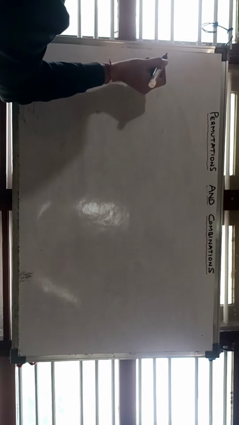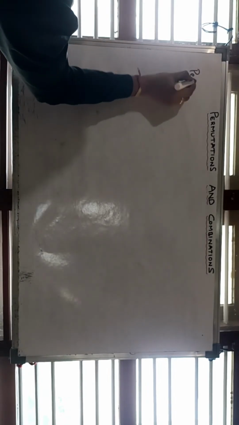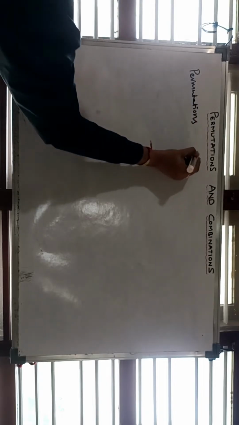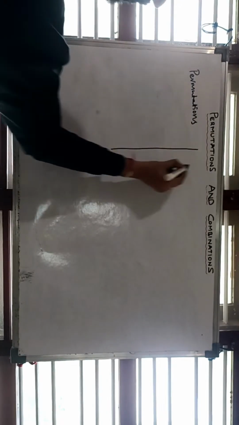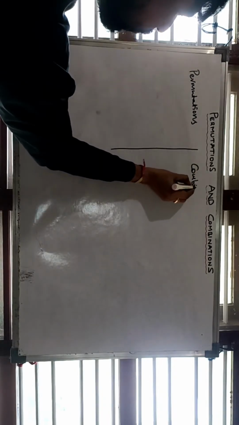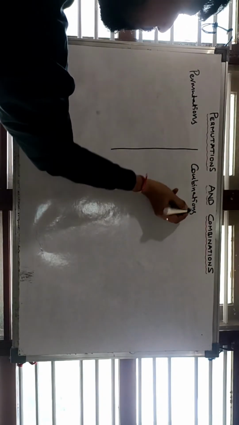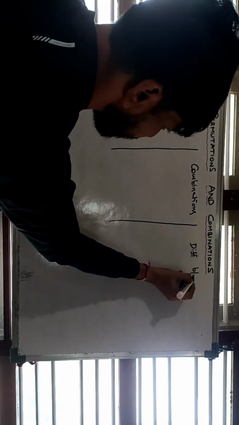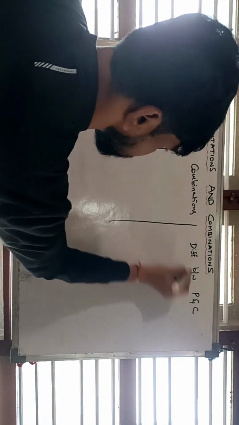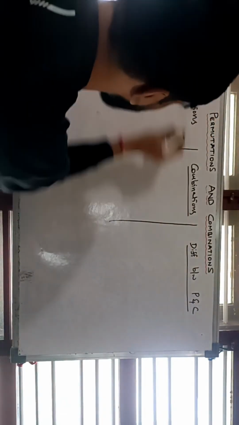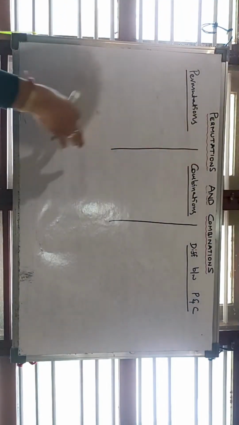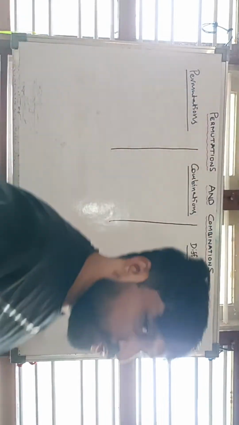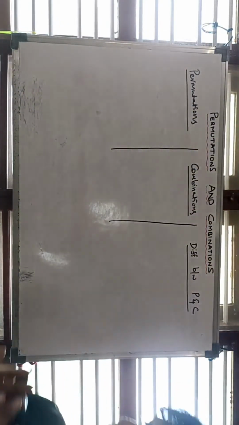Now, permutations, combinations, difference between permutations and combinations. Both the concepts need to be learned at a time, and the difference between permutations and combinations also need to be learned at a time. This is a very interesting topic.